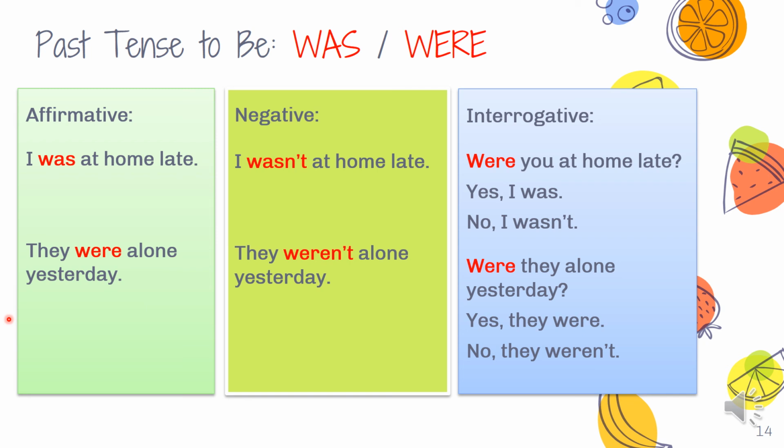Okay, and for the past tense of be, we have some examples, changing affirmative, negative, interrogative. Remember that the verb be itself doesn't need any help to make affirmative, negative, and interrogative statements. And here you have some examples. For example, I was at home late, or I wasn't at home late, or were you at home late? Yes, I was. No, I wasn't. They were alone yesterday. They weren't alone yesterday. Were they alone yesterday? Yes, they were. No, they weren't.